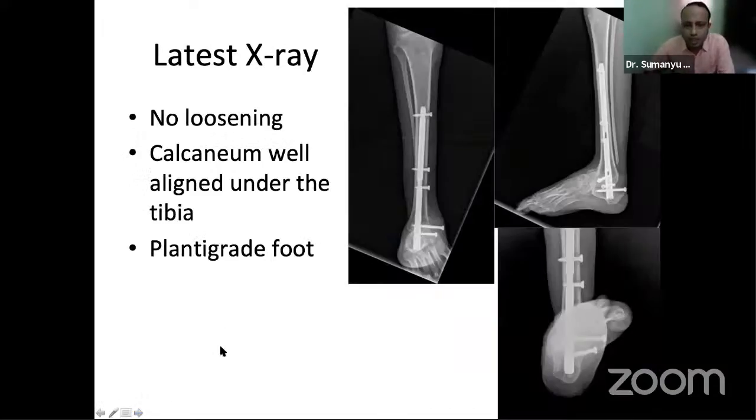So this is the X-ray. The tibiocalcaneal, tibiotalar and subtalar joints are maintained in position, and they are fused. The calcaneus is well aligned under the tibia, and the foot is plantigrade.